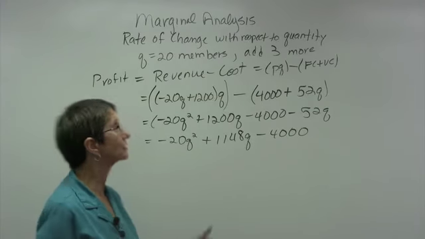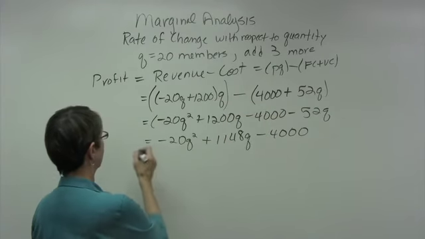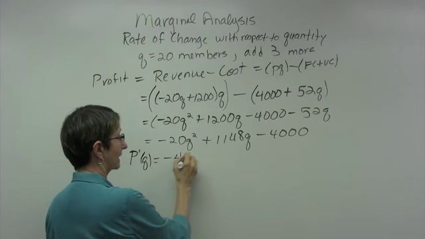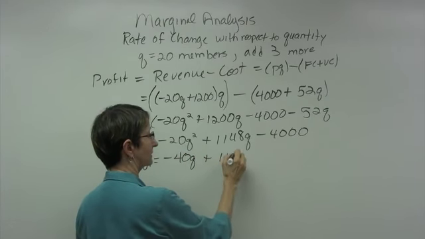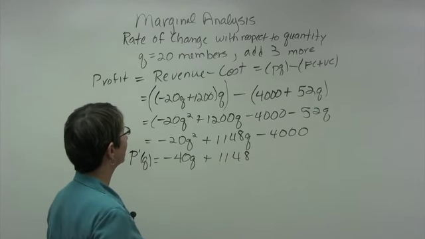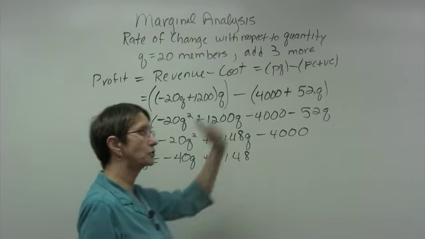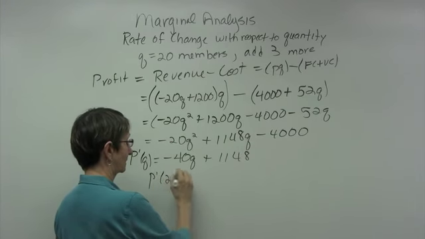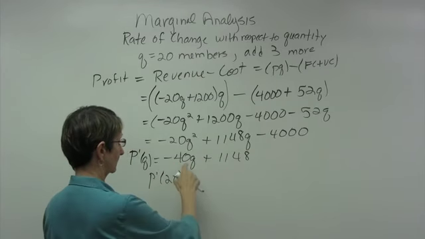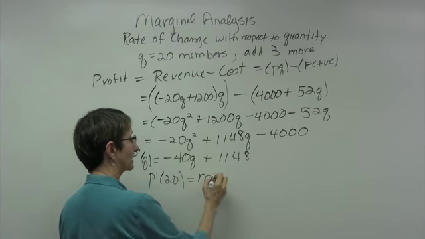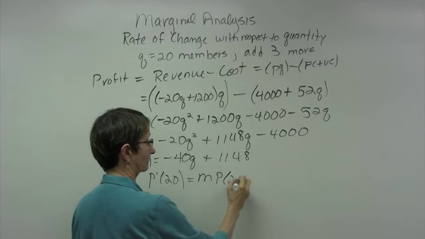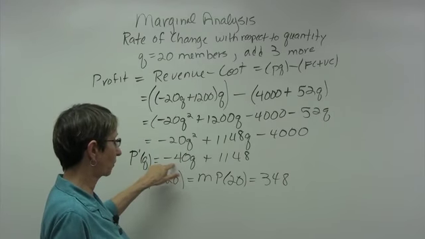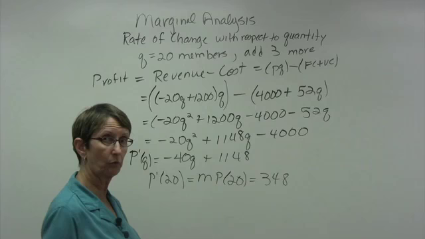Now that I have a profit function, I can find the rate of change with respect to quantity. So I'll call that capital P prime of quantity, negative 40Q plus 1148. And I want to know the change at 20 members. P prime at 20, I put my number in, negative 40Q. I can also call that marginal profit at 20. And I end up with 348. 20 times negative 40 and then add 1148 gives me 348.